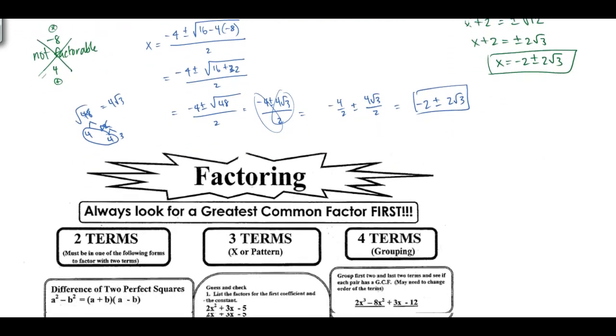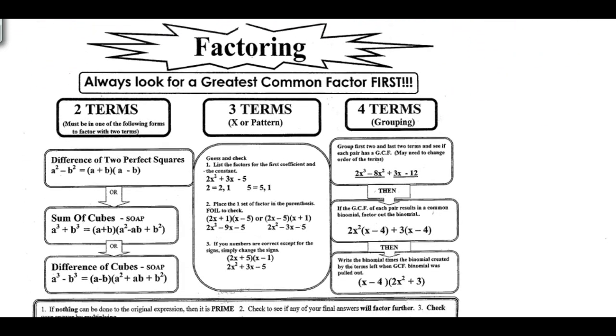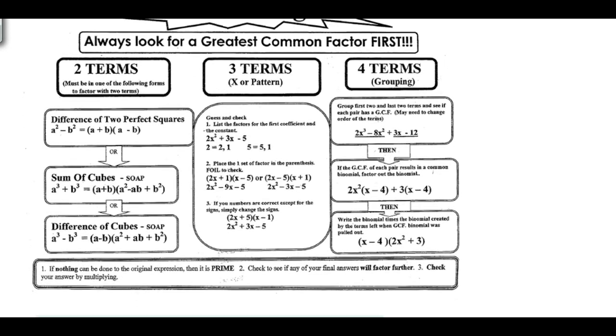I have this little thing, and I'm just going to fly through it, just to remind you that when you factor, always look for a greatest common factor first and get it out. If it has 2 terms, there's 3 things you want to worry about: difference of squares, difference of cubes, sum of cubes. If it has 3 terms, you're going to do what I did. You're going to try to figure out what 2 numbers multiply to the AC and add up to the B. That's very important. And we will do some of these in class, of course.